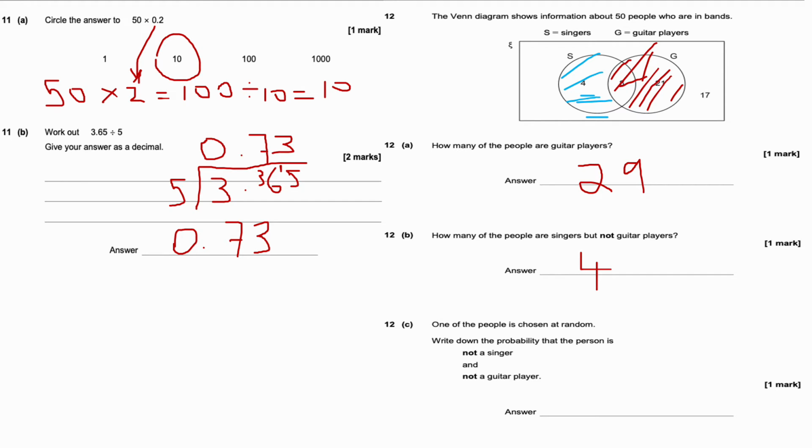Part C, guys. One of the people is chosen at random. Write down the probability that the person is not a singer and not a guitar player. So that's the number on the outside of my circle. So it's 17 out of a total of 50, or any equivalent answer. They will accept 0.34 or 34%.